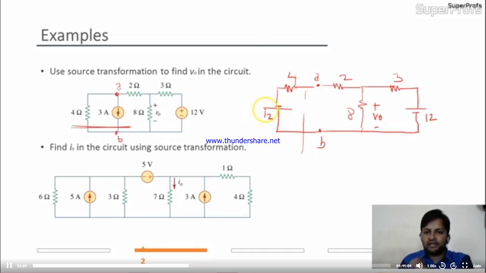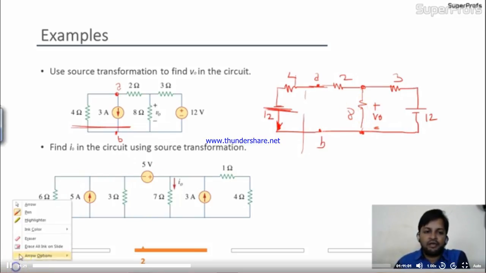Why am I taking the polarity of this battery like this? Because the current in this circuit will go from A to B. Here also the current is going from A to B. That's why. Is it okay to you people? Now the circuit is like this. Don't change this branch because we have to find the V0 across this branch only.